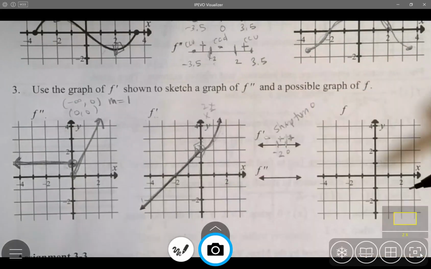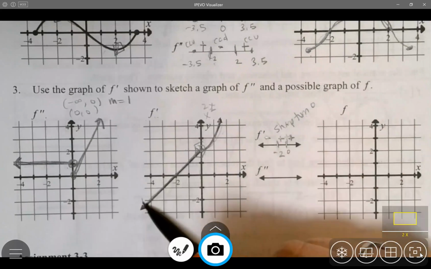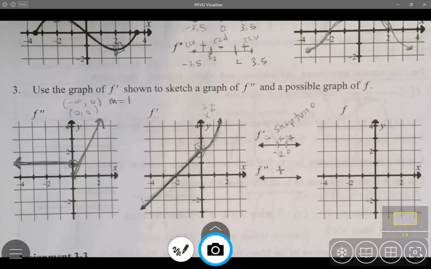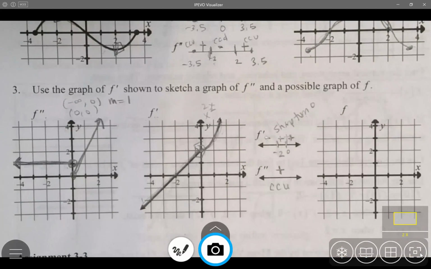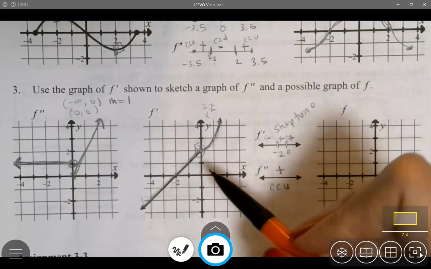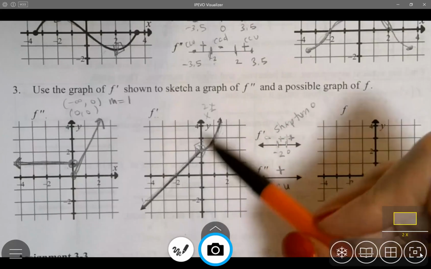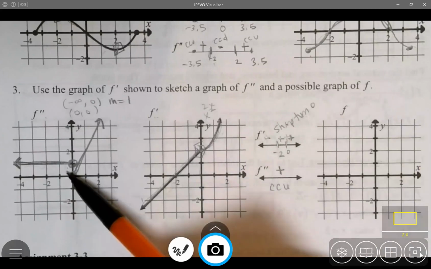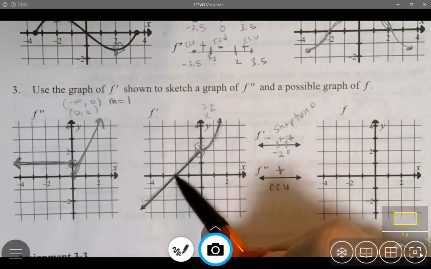Okay, and then for f double prime, I'm looking to see if it's increasing or decreasing. So if I look at this graph, it's increasing and then it's still increasing. So f double prime is always increasing, which means our function is always concave up. Okay, but I know that right here, there's a sharp turn. Okay, so that's how I knew that this was a jump, because of that sharp turn. Okay, at -2, my derivative was 0.